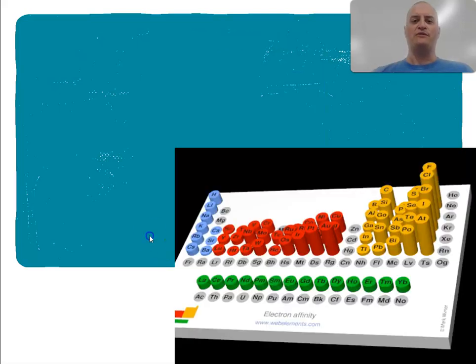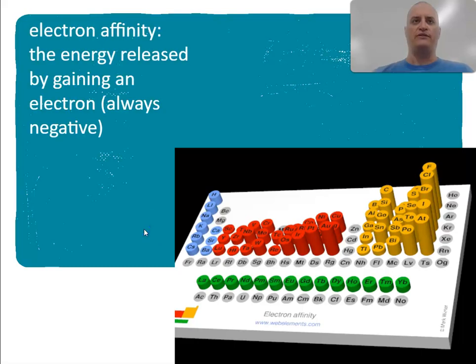So what we're going to first look at is electron affinity. Electron affinity is the energy released by gaining an electron. So it's kind of like the opposite of ionization energy. This is going to release, not need, energy in order to gain, not lose, an electron.